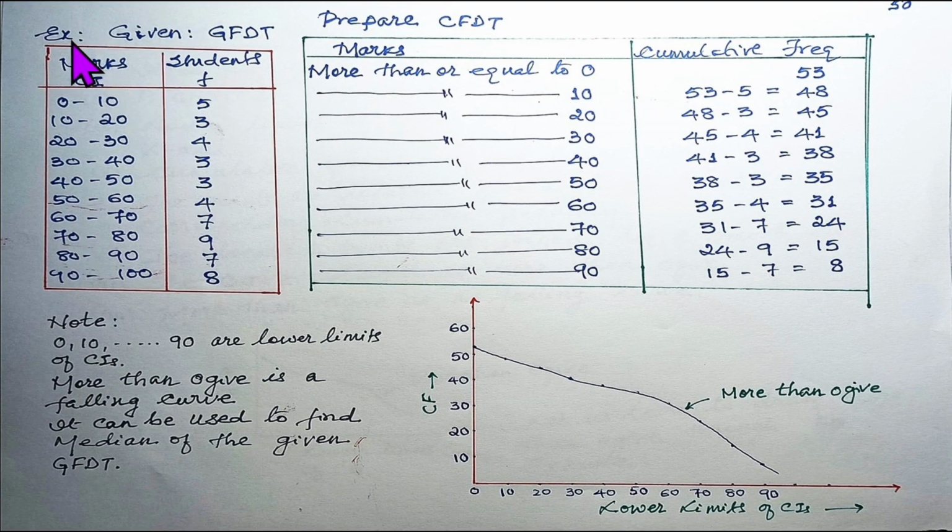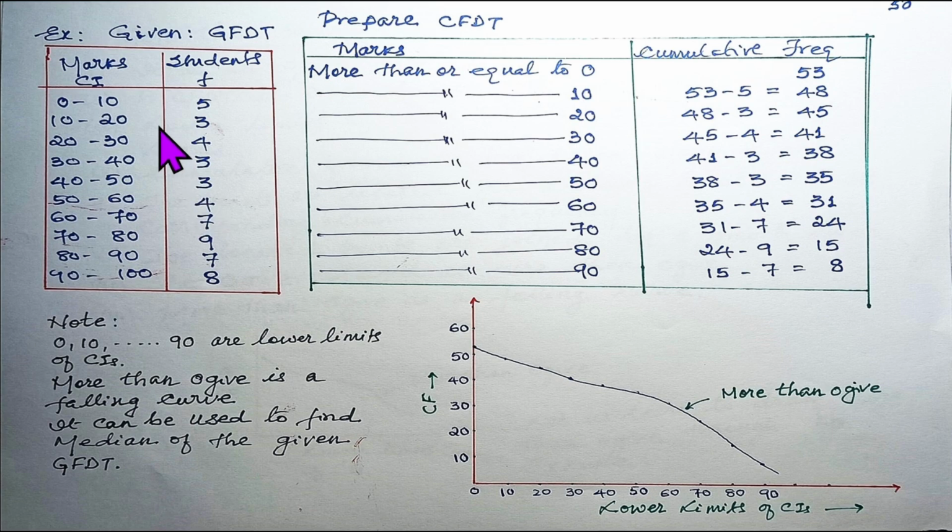Now we are given here the GFDT, and the GFDT has the class intervals and the frequency. If you observe here, the lower limits are 0 to 90. So first of all we have to prepare a CFDT. Now, more than or equal to 0 values are all added up and we get 53. Then more than or equal to 10, leaving 5, rest all, so we subtract 5, we get 48. More than 20, we have to subtract 3, and we get 45. So 53 minus 5 is 48, 48 minus 3 is 45.